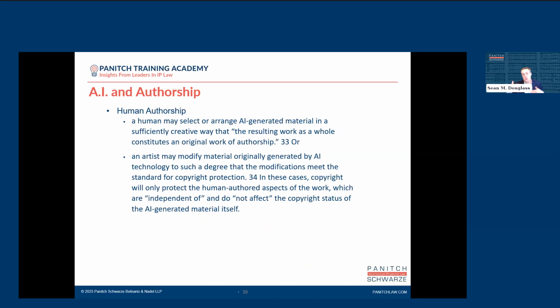So that comes down to, well, when will human authorship be there? A human may select or arrange AI generated materials in a sufficiently creative way that the resulting work itself will be an original work of authorship.